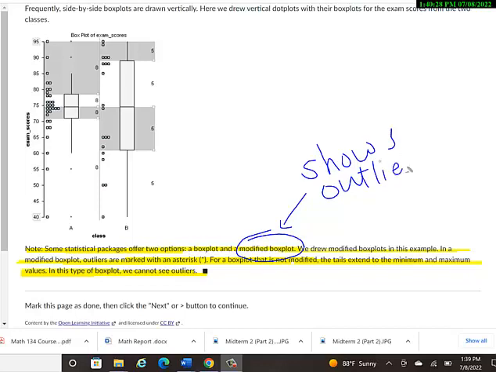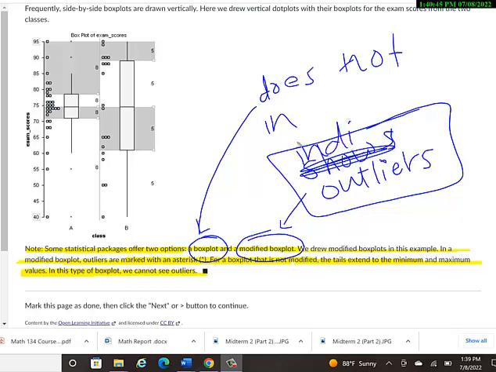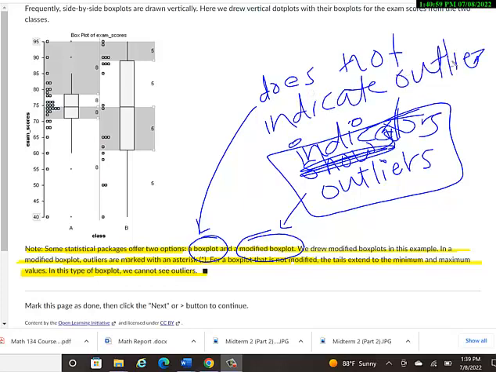So that might be something to write in your notes if you're taking notes: a modified box plot indicates outliers. A regular box plot does not. I should say indicates, not shows, because either way the outliers will be there on the plot, but you won't know which ones are outliers and which ones aren't, if that's important to you. You'll see them in your box plot no matter what, but whether there's an asterisk or some way to label which ones are outliers, that's the difference.